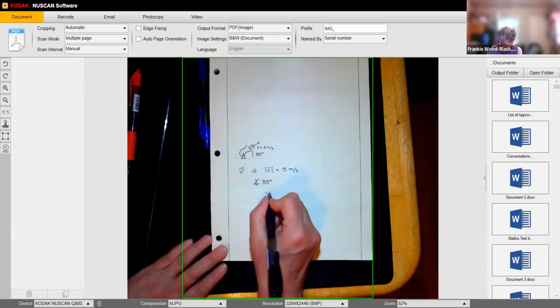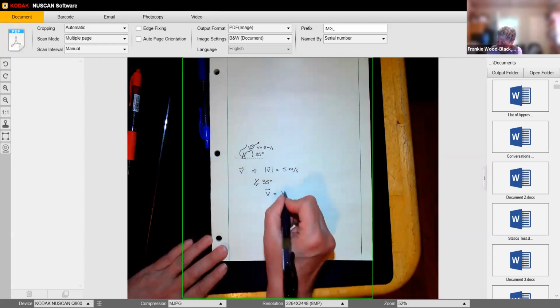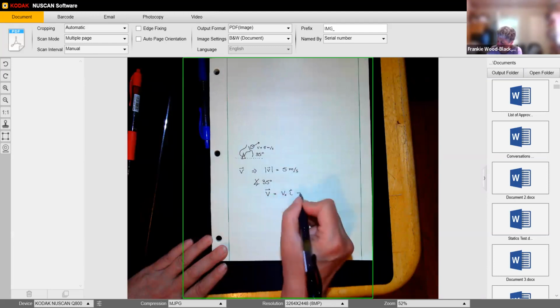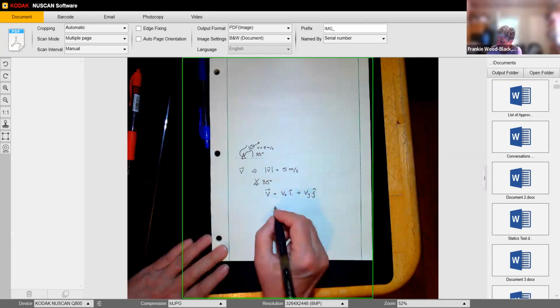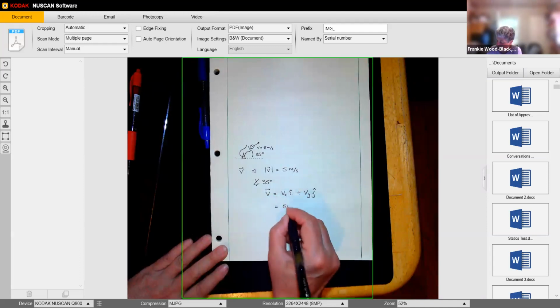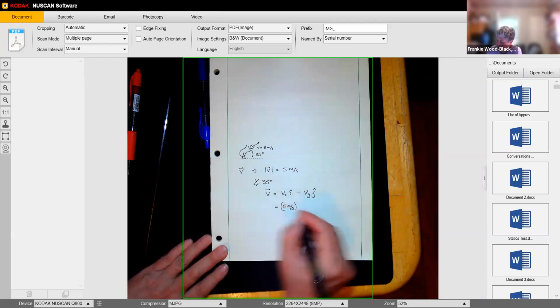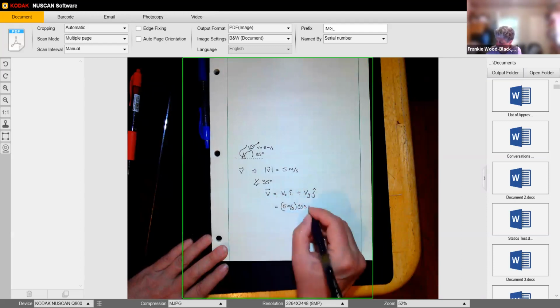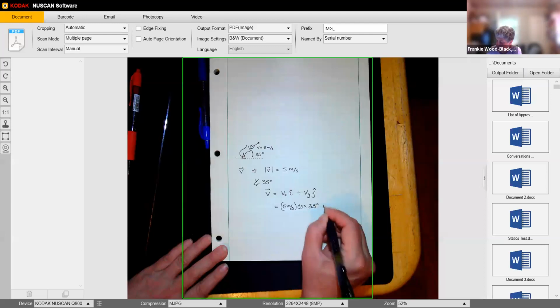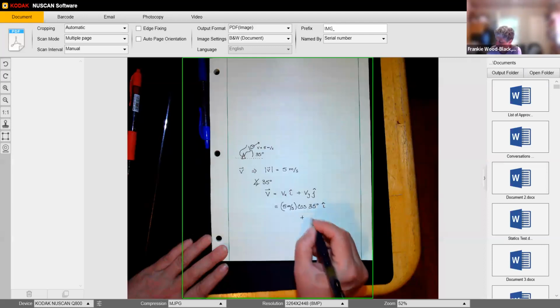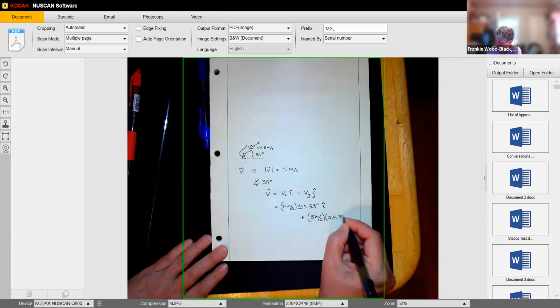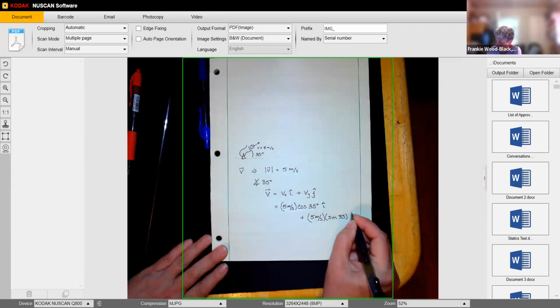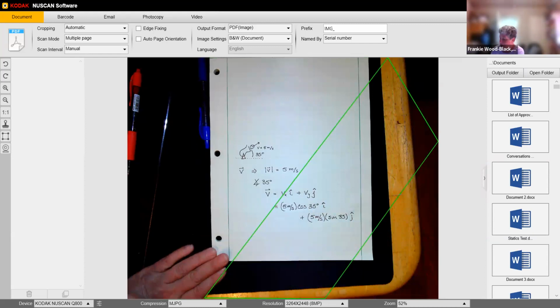So I can rewrite my velocity vector as Vx in the I direction plus Vy in the J direction. And Vx is going to be my 5 meters per second cosine of my angle, 35 degrees, in the I direction, plus 5 meters per second sine of my angle in the J direction. So I can do it a couple of different ways.